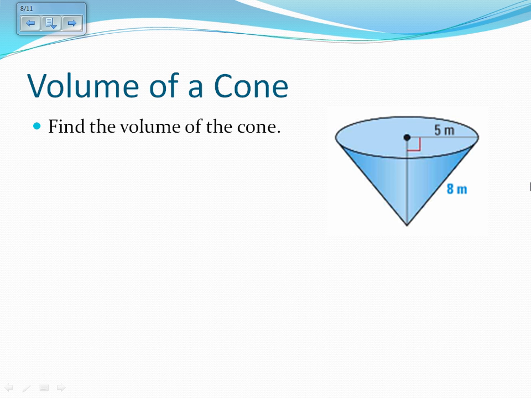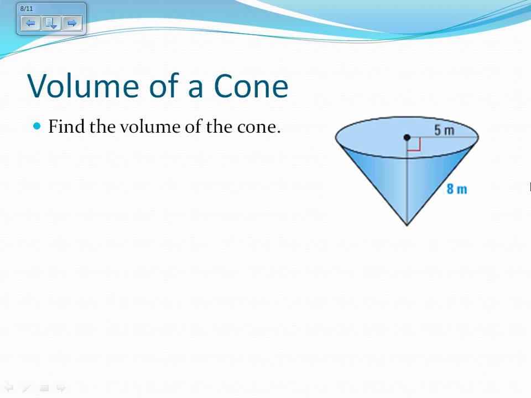Oh, wait, hang on. What's the problem? What did they give us? They gave us the slant height. What letter do we use for the slant height? L. So we need to find h, and you see the right triangle we have there? So it's going to be 5 squared plus h squared equals 8 squared. 25 plus h squared equals 64. h squared equals, what's that going to be?